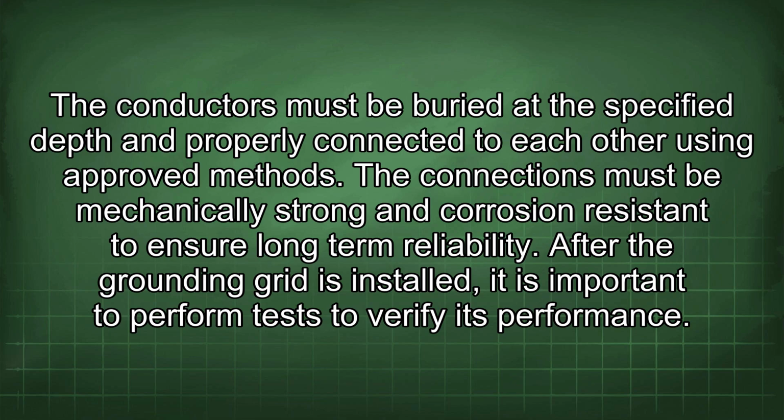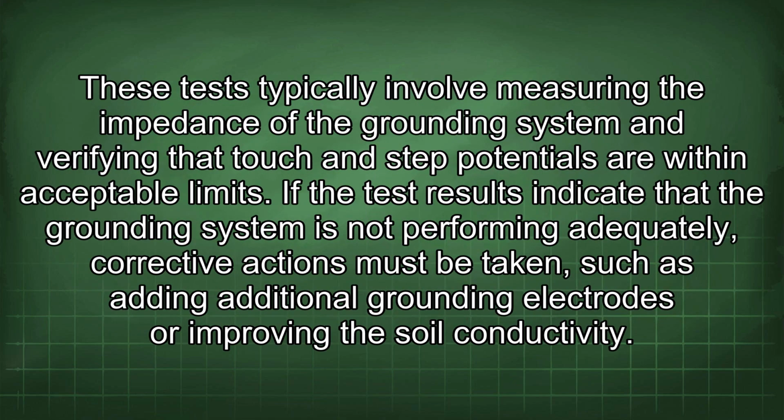After the grounding grid is installed, it is important to perform tests to verify its performance. These tests typically involve measuring the impedance of the grounding system and verifying that touch and step potentials are within acceptable limits. If the test results indicate that the grounding system is not performing adequately, corrective actions must be taken, such as adding additional grounding electrodes or improving the soil conductivity.